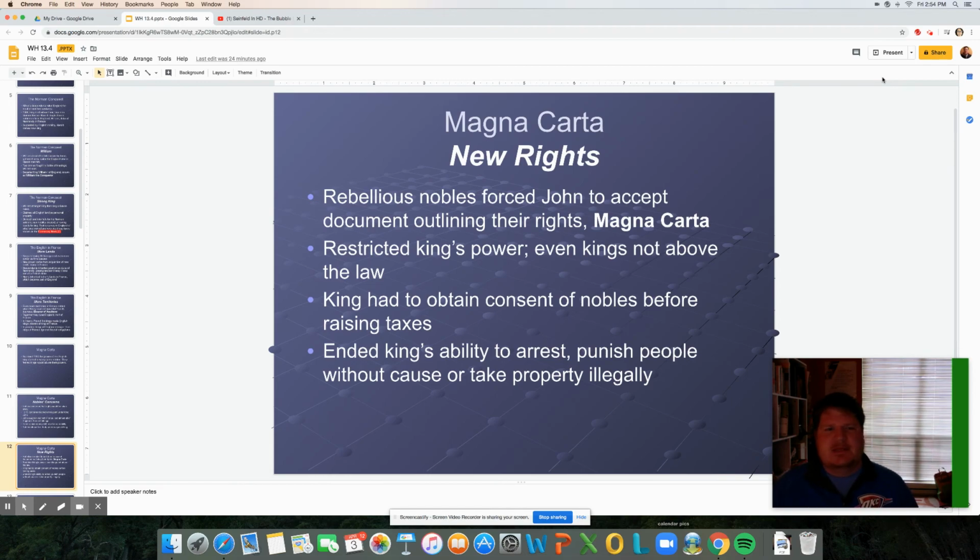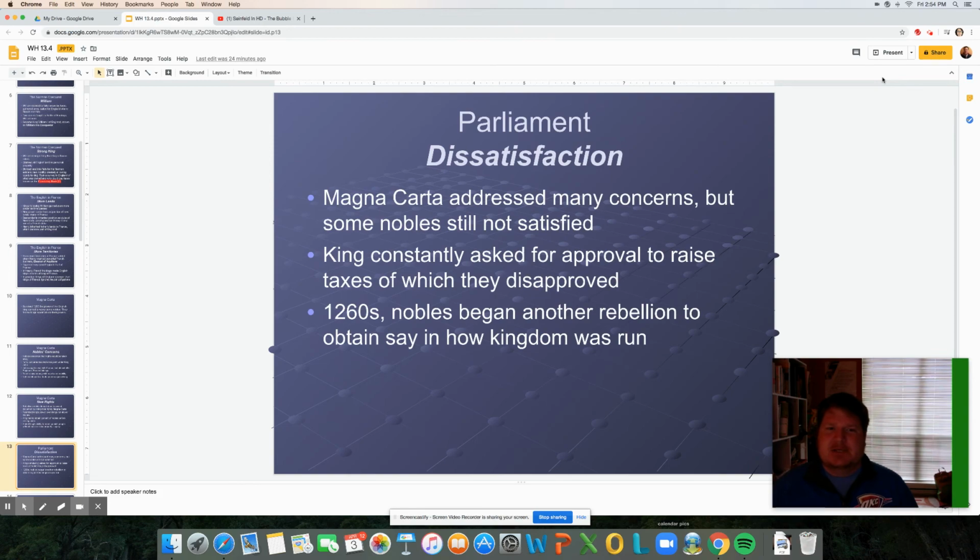So we do see that this is the beginning of taxation without representation. No, no taxation without representation. So, taxation with representation is what I meant to say. But anyway, you know what I'm saying. But this leads up to the American Revolution. But the Magna Carta addressed many other concerns. We do see that there are other things that the nobles were not satisfied with. They wanted more approval for the king to raise taxes, which they disapproved.